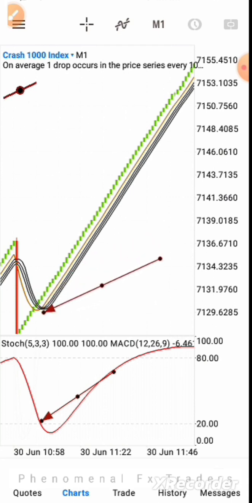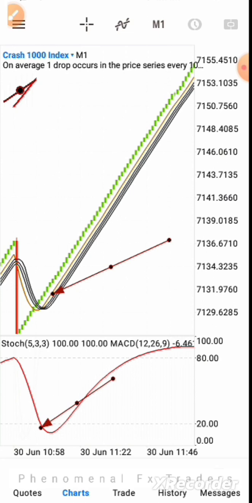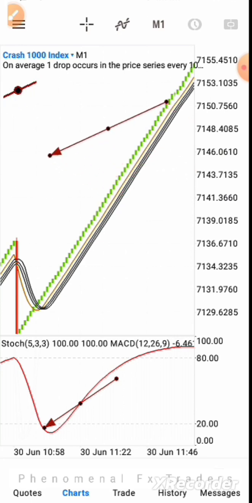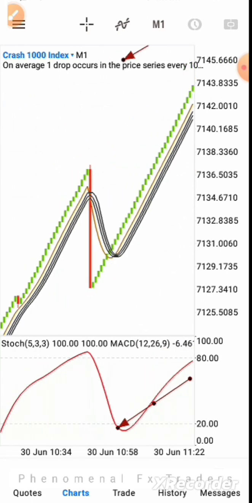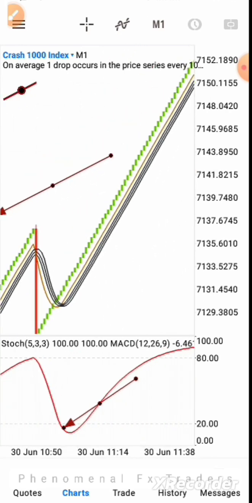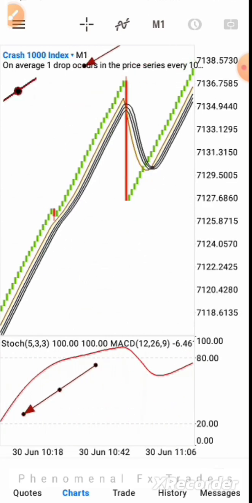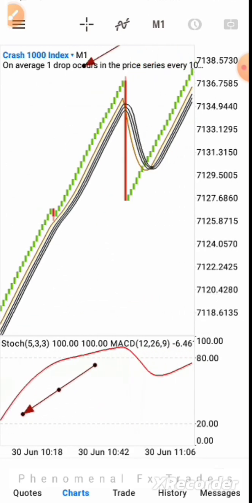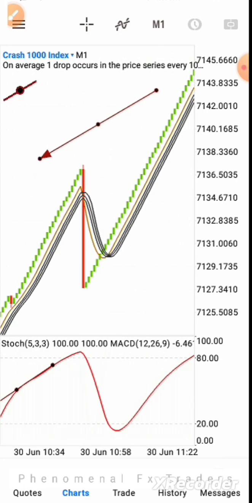Immediately this gold colored line crosses over the Bollinger Bands, and this other line here, the signal line of the MACD, crosses the 20 level. You enter your trade and you catch 10 to 20 candlesticks and you're out of the market. 5 to 10 candlesticks, you're out of the market. You don't need to be greedy, guys. You don't need to be greedy so you won't lose money.